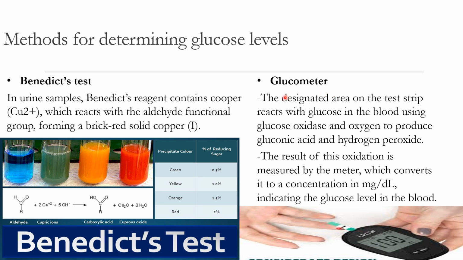With the glucometer, we prick the finger and take a small portion of blood and add it to the glucose strip right here. The designated area of the test strip reacts with the glucose in the blood using glucose oxidase and oxygen to produce gluconic acid and hydrogen peroxide. The result of the oxidation is the value that we will get in the glucometer.